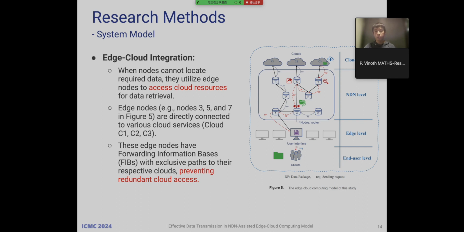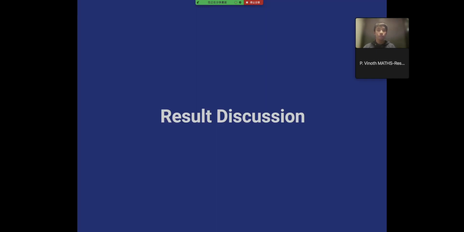In the model, in figure 5, you can see nodes number 3, 5, and 7 are configured to have direct connection to the cloud services. And this direct connectivity is not just a matter of linking to the cloud, it's about optimizing the data retrieval process. Each of these edge nodes is equipped with forwarding information bases known as FIBs. And these FIBs are not ordinary routing tables. They are designed to have exclusive paths leading to their respective cloud services.